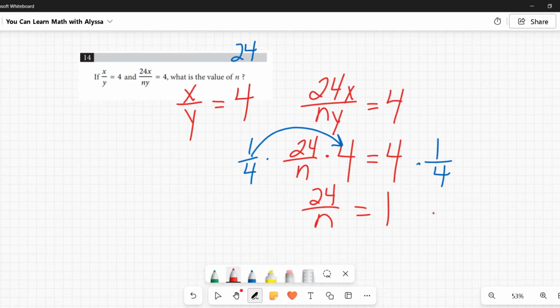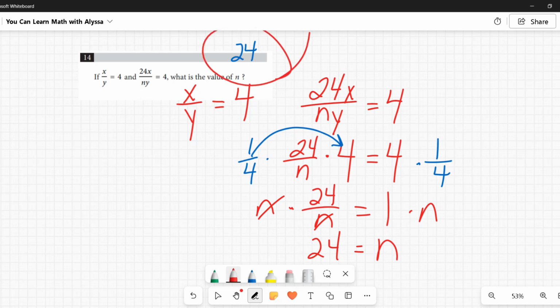To solve for n, I needed to get it out of that denominator. So I'm going to multiply both sides by n. On the left, those n's cancel out, and I just have 24. And on the right, 1 times n is just 1n, or n. And there you go. That's the more strictly algebraic way of looking at it. So either way you look at it, as an algebra problem or a mathematically inclined logic problem, you're going to get to that same answer, that n is 24.